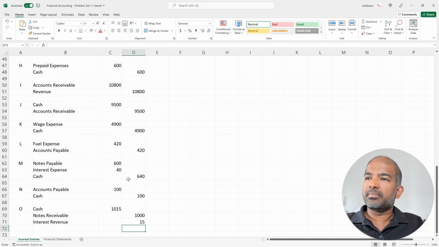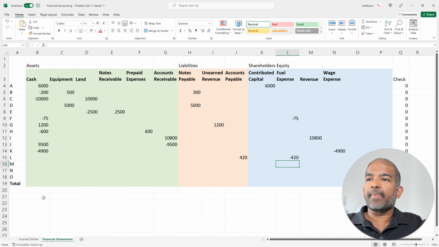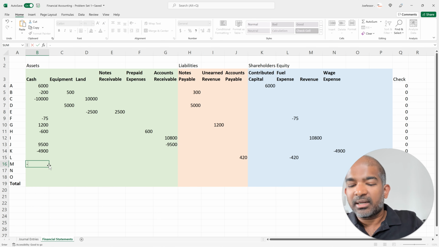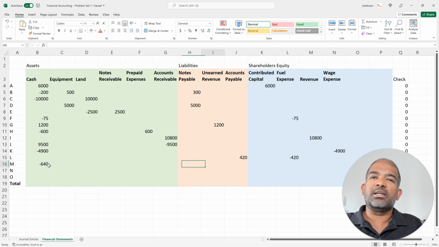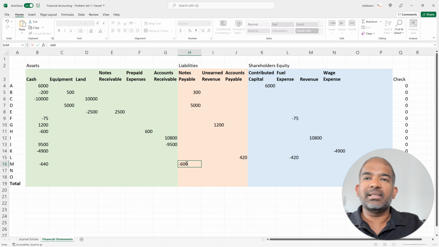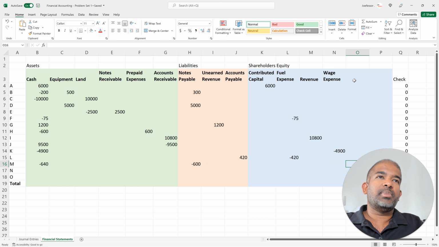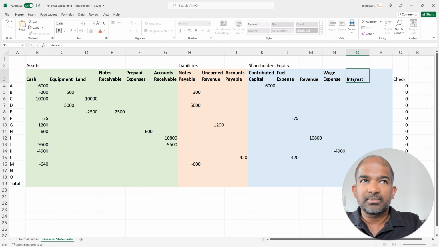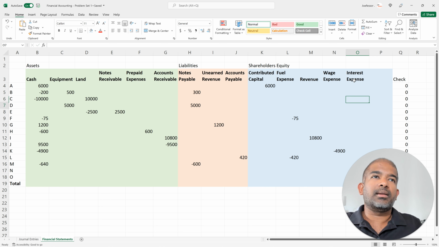Next to transaction M, notes payable goes down by 600 or is debited 600. You have an interest expense of 40 and cash goes down 640 or cash is credited 640. So let's start with cash here. Cash is credited 640, it goes down by 640. Your notes payable goes down by 600, so that's being debited 600. And you have an interest expense. I'm going to create a new column for that. Because it's an expense, it's going to come with a negative sign, negative 40.